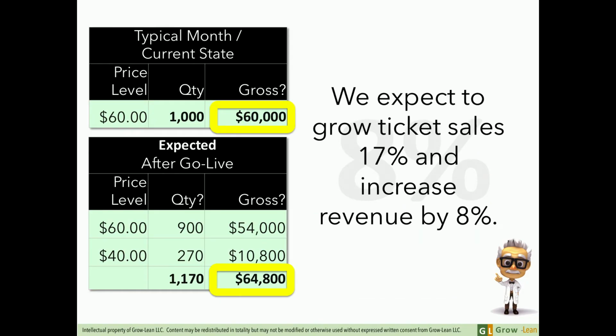So this is the expectation. We are going to grow the revenue, not just more ticket sales. That's per your point. Was it Katie? Yeah. Still Katie, okay. So we're going to raise the ticket revenue. We're going to sell a lot more tickets, 17% more, but get an 8% revenue increase. Right? That's our goal.